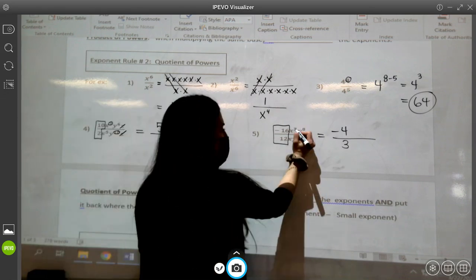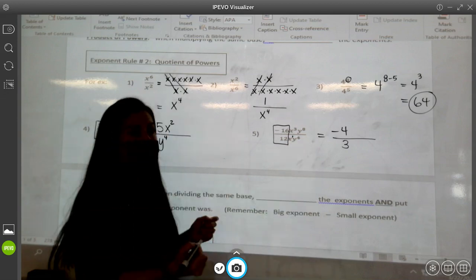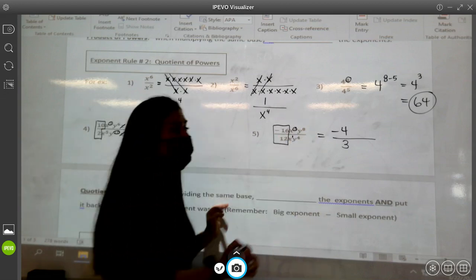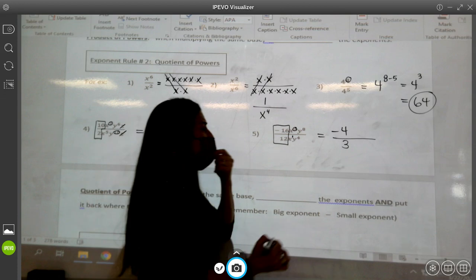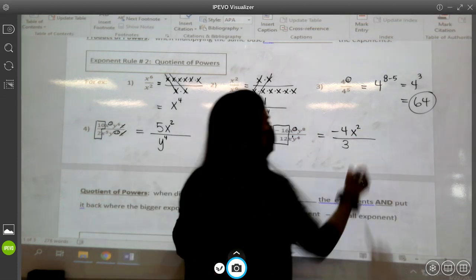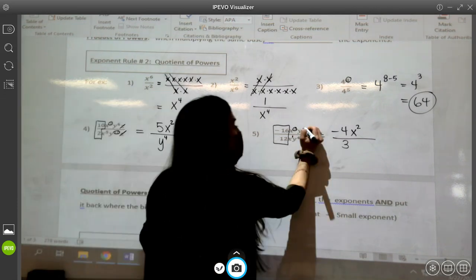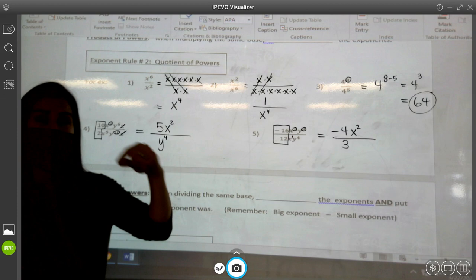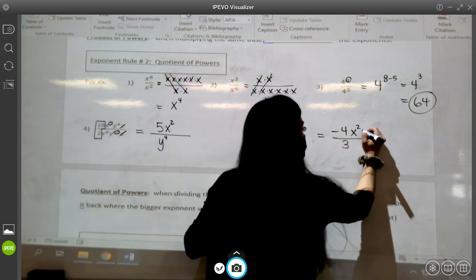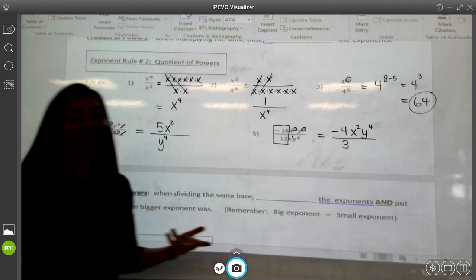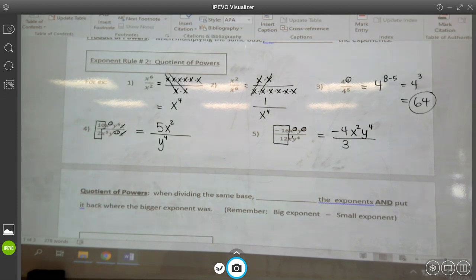All right, let's do x's. X to the third divided by x to the first. 3 is bigger, so it'll go back on the top. 3 minus 1 is 2 on the top. So x squared. Now we do our y's. Y to the 8th divided by y to the 4th. Well, 8 is bigger, so 8 subtract 4 is 4. Put it back on the top. So the only thing that ended in the bottom was 3. Everything else went to the top.